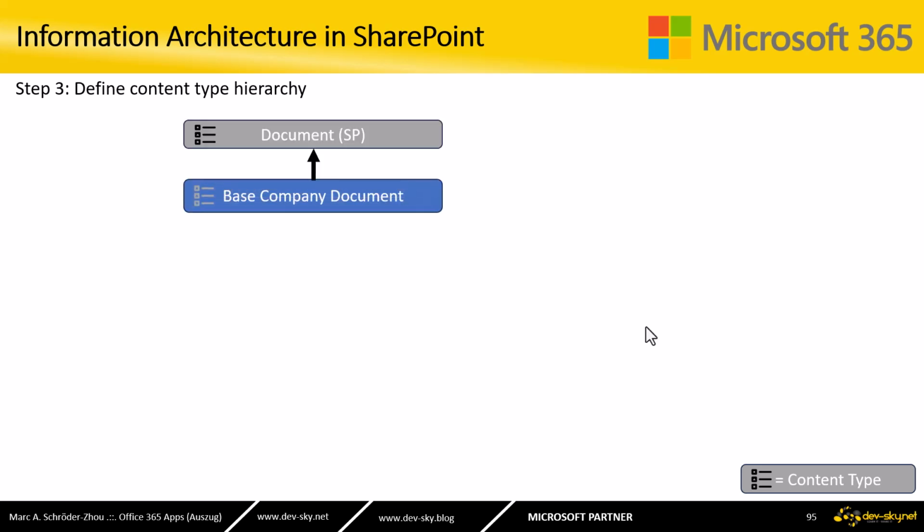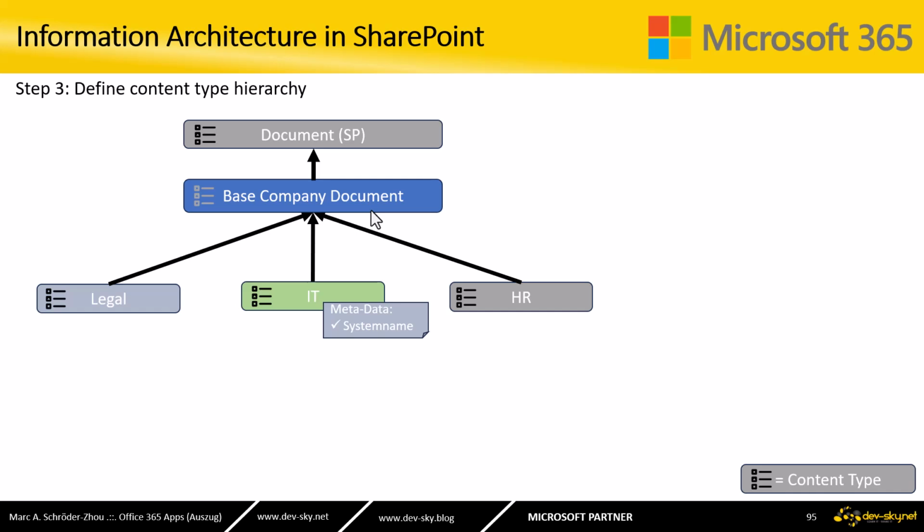The root is the base company document content type. This content type inherits from the SharePoint document content type, as you can see here. For each department, a custom content type is defined. Here we have the departments legal, IT, and HR as examples.